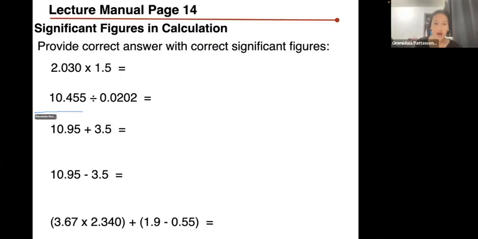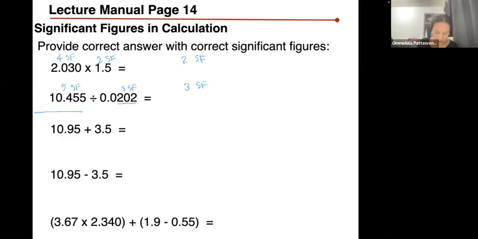When you deal with multiplication or division, you are going to go with the fewest number of sig fig. For example, the given number that you see here contains 4 sig fig, this contains 2 sig fig. Therefore, your final answer should contain 2 sig fig. This one has 5 sig fig, this one contains only 3 sig fig. So the least number of sig fig will determine the sig fig in your final answer. Therefore, your final answer should contain only 3 sig fig. That's how I deal with this.